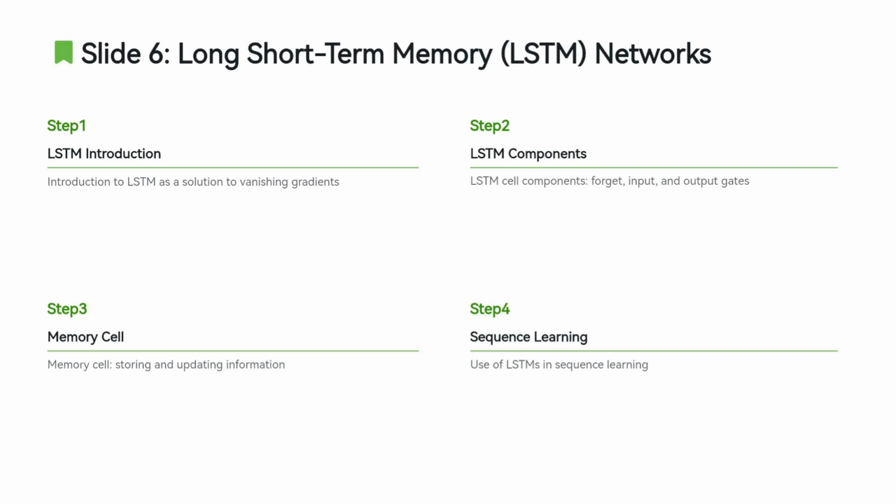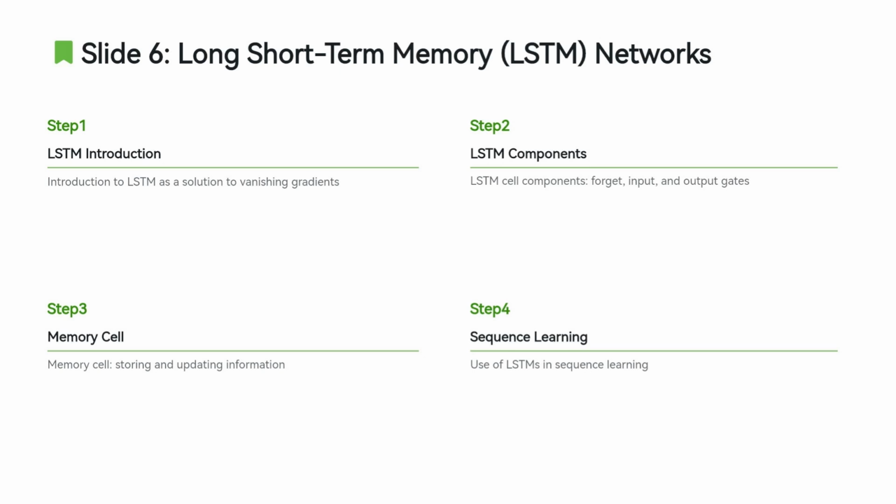An LSTM cell consists of 3 key gates. Forget gate decides what information from the previous time step should be discarded. Input gate determines what new information should be added to the memory cell. Output gate decides which information from the memory cell should be output as the hidden state.